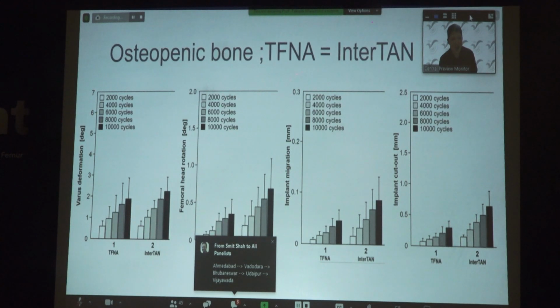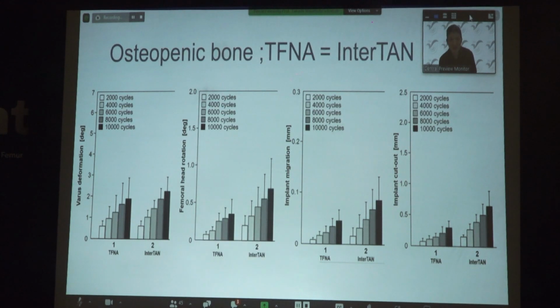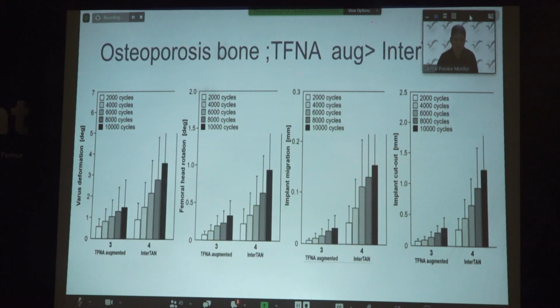And in the orthopedic bone, like DEXA, the TFNA was about as stable as the interconnect. But for the osteoporotic bone, TFNA augmented did way better than the interconnect, and there were statistically significant differences between the two fixations.